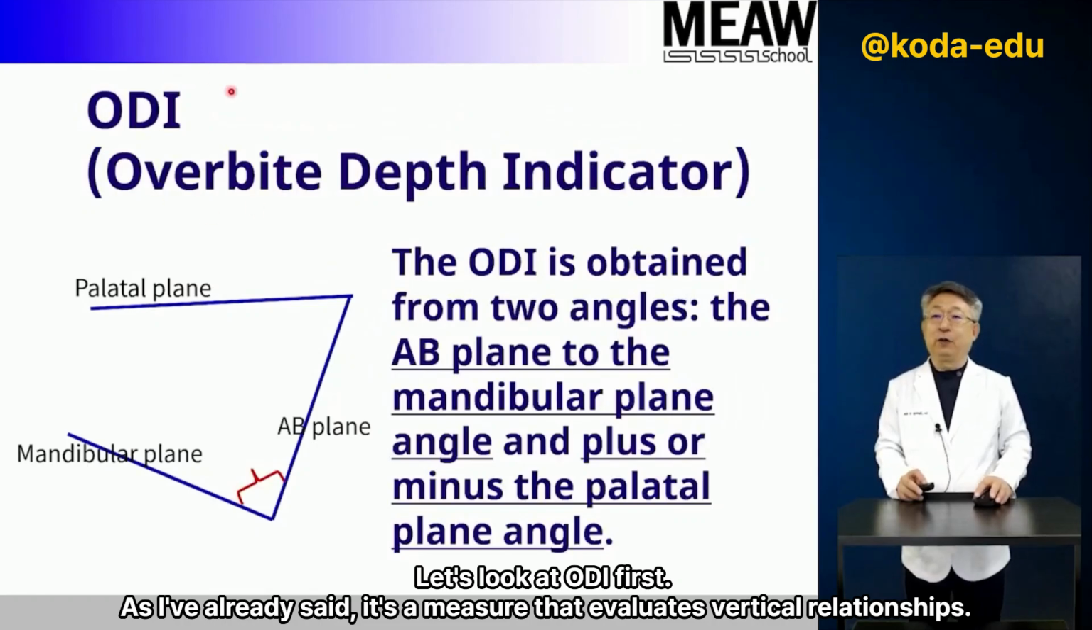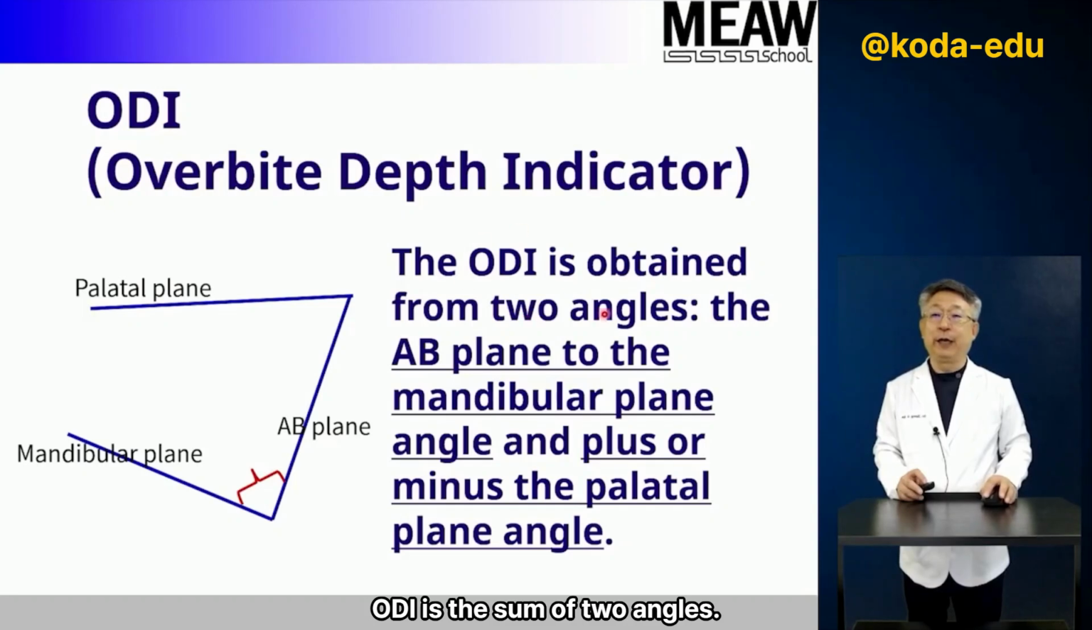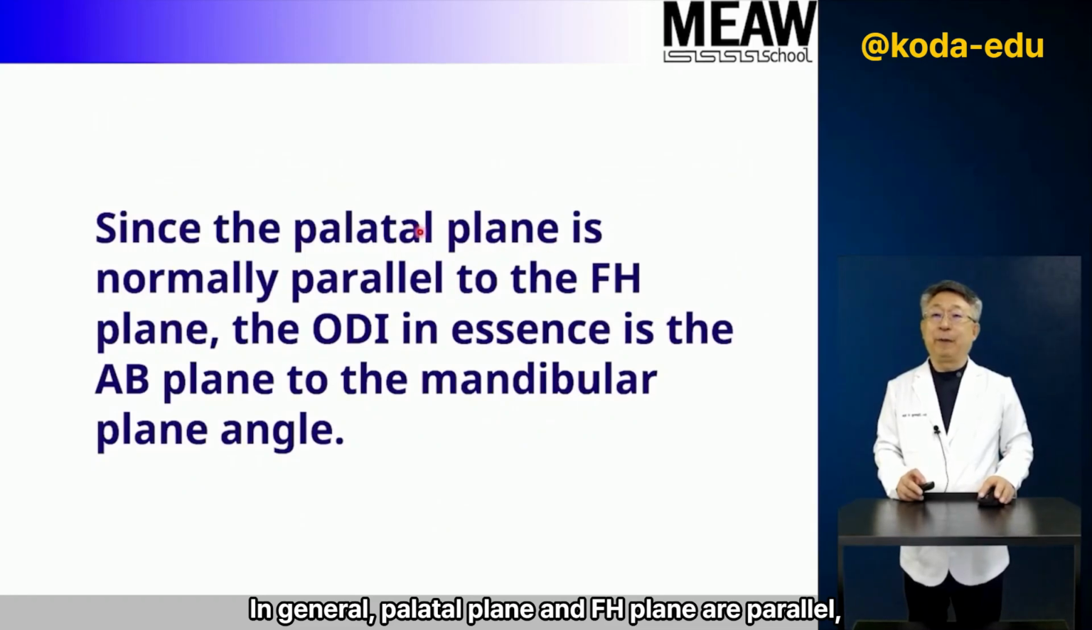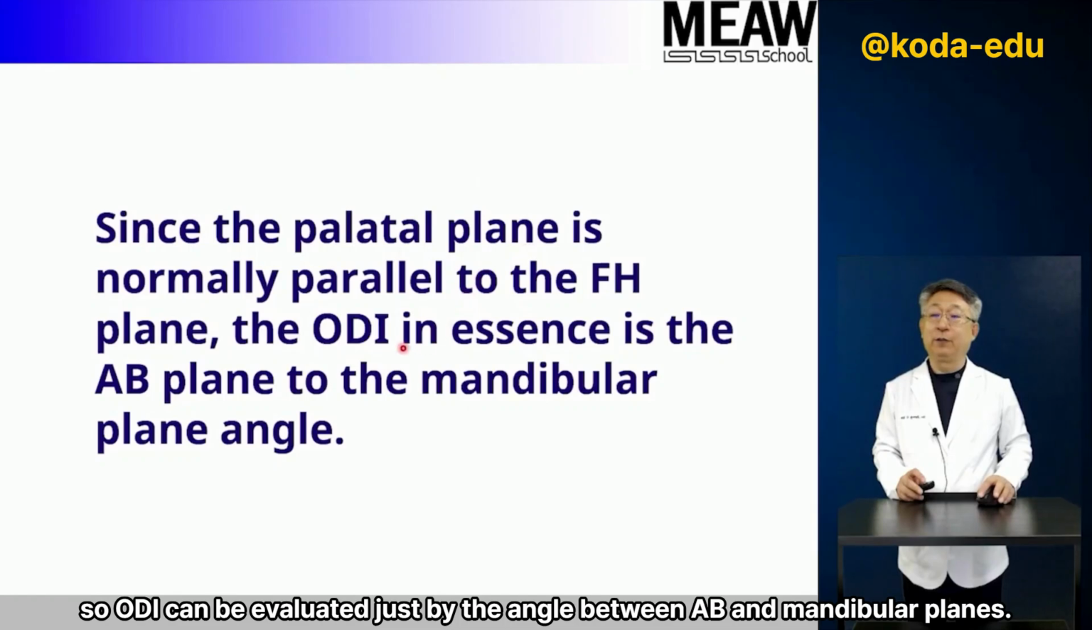Let's look at ODI first. As I've already said, it's a measure that evaluates vertical relationships. ODI is the sum of two angles. That is, it is the sum of the angle between the AB plane and the mandibular plane and the palatal plane angle. In general, the palatal plane and the FH plane are parallel. So ODI can be evaluated just by the angle between the AB and mandibular planes.